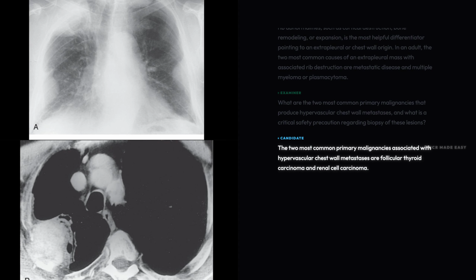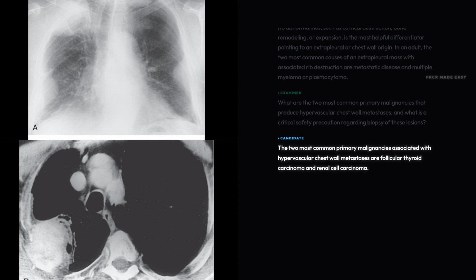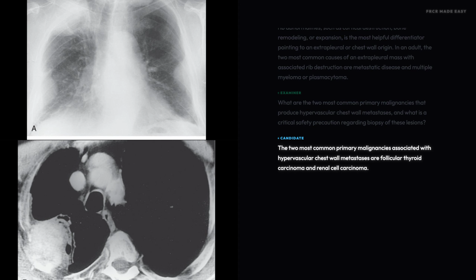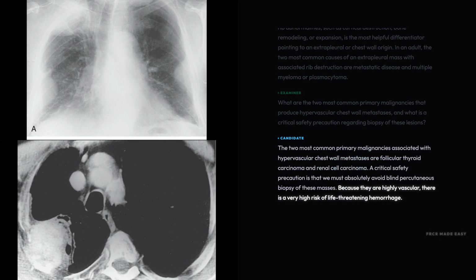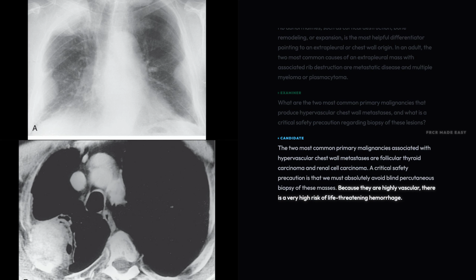The two most common primary malignancies associated with hypervascular chest wall metastases are follicular thyroid carcinoma and renal cell carcinoma. A critical safety precaution is that we must absolutely avoid blind, percutaneous biopsy of these masses. Because they are highly vascular, there is a very high risk of life-threatening hemorrhage.